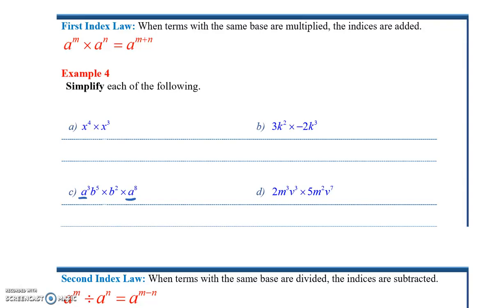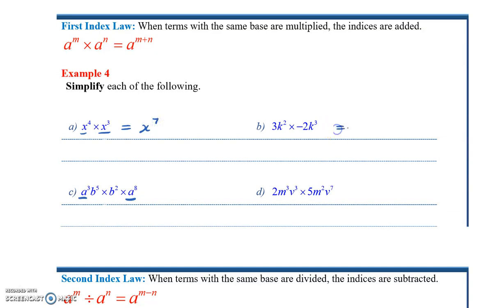Revising index laws. The first index law says, when terms with the same base are multiplied, the indices are added. Simplify each of the following. As we have like bases here, we can add the powers, or the exponents. So 4 plus 3 is 7. That simply is x to the 7.